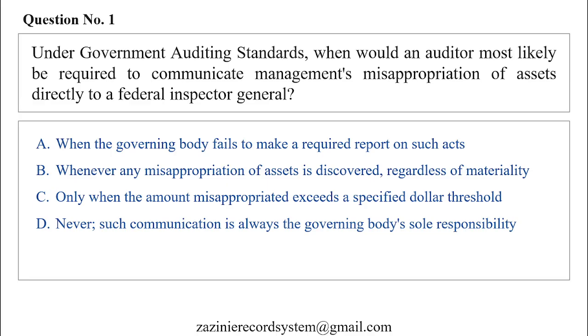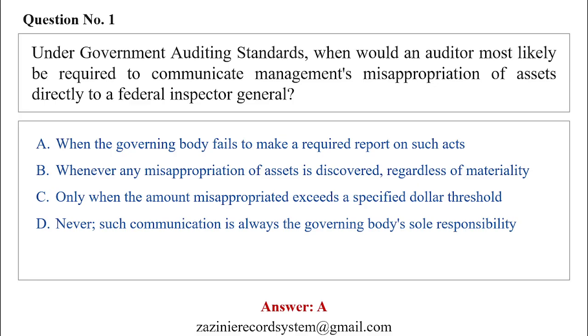Correct answer is letter A. Explanation. Letter A is correct because the auditor's direct communication to a federal inspector general is triggered specifically when the governing body itself fails to make a report it was required to make. The obligation isn't automatic for every misappropriation discovered, and it isn't tied to a fixed dollar threshold. It's about the governing body's own failure to act first.